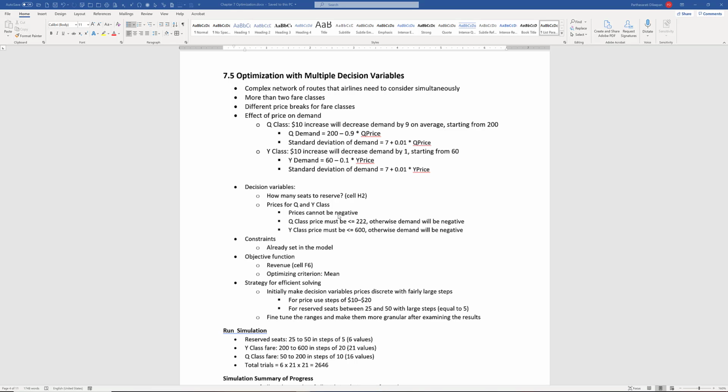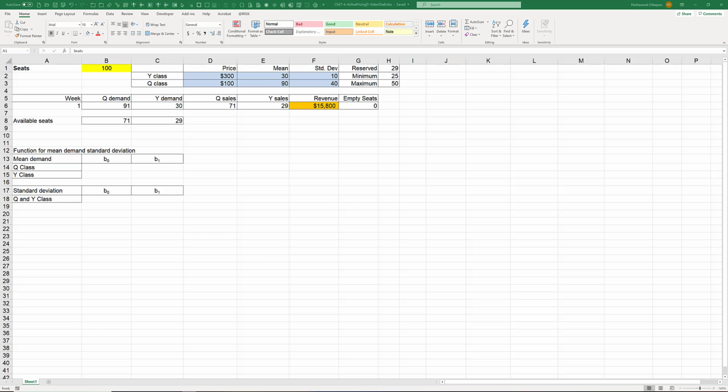So we will impose these two constraints besides the price being non-negative. The other model-based constraints are already set up in the Excel model, as we saw before. And the objective is revenue maximization. We will set up this model, and then we look at the strategy for efficient solving. Okay, let's head on over to Excel.